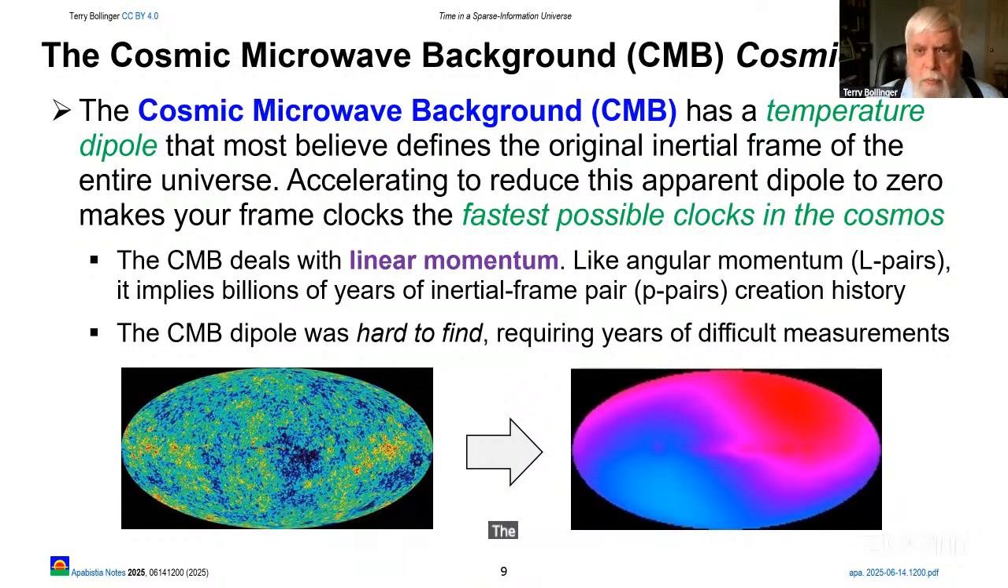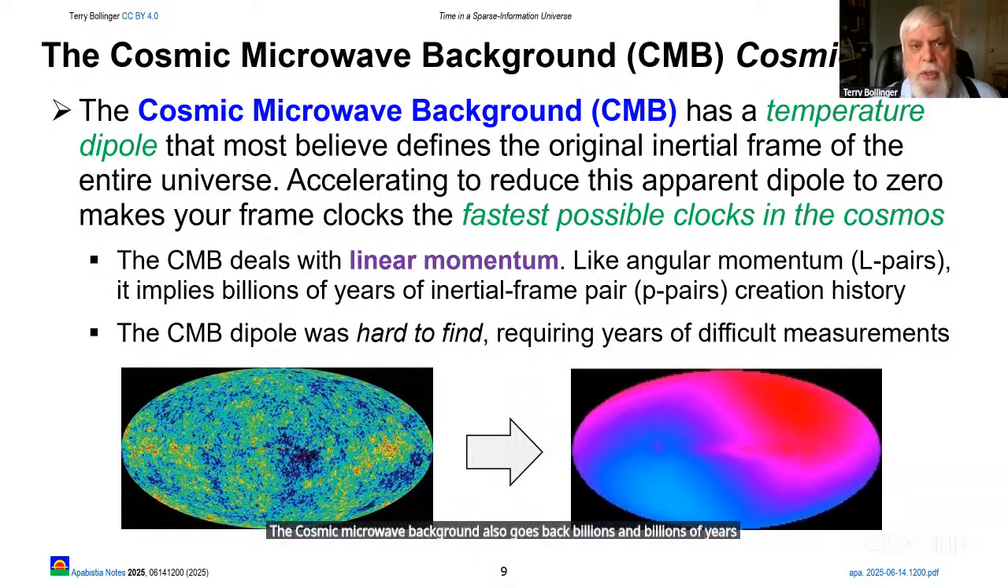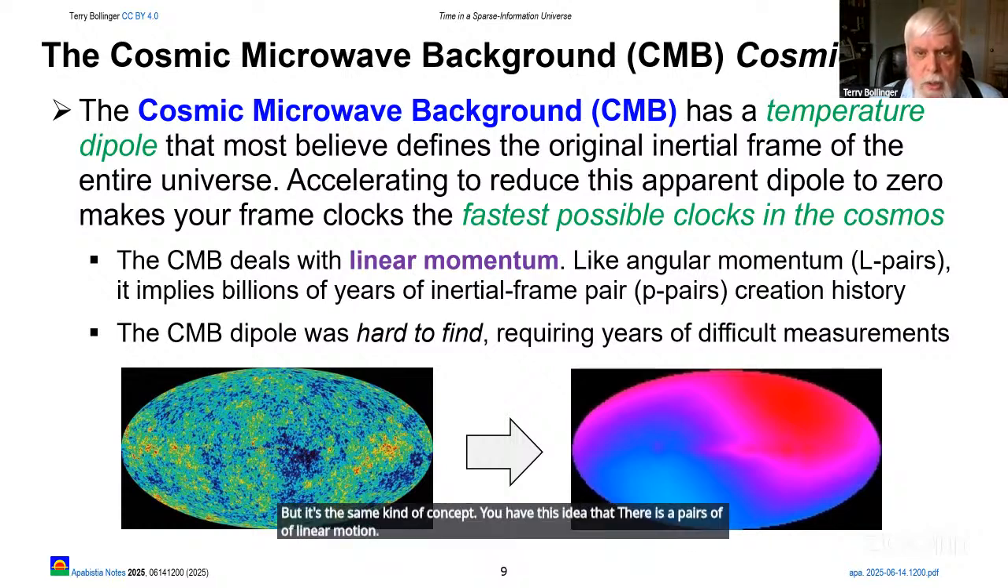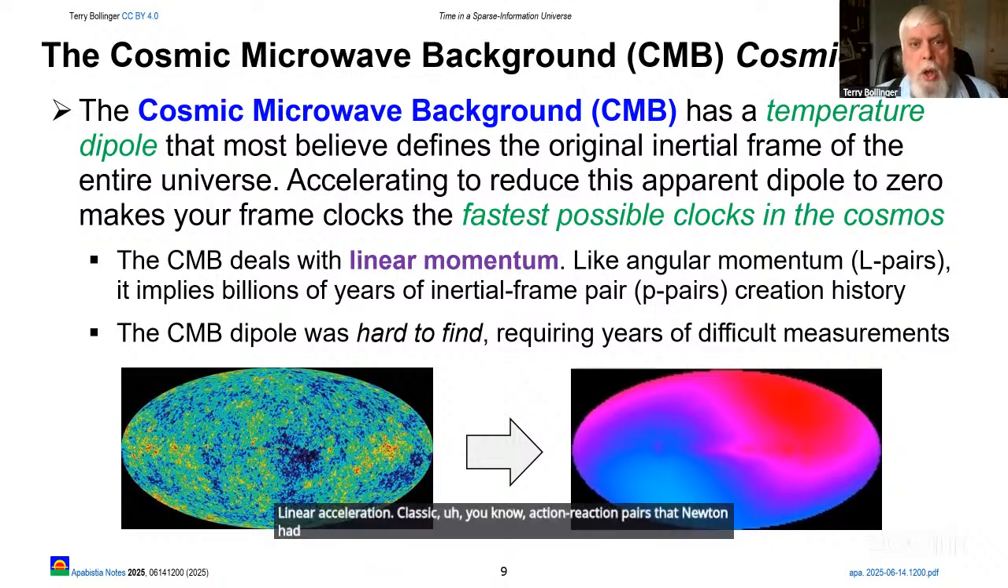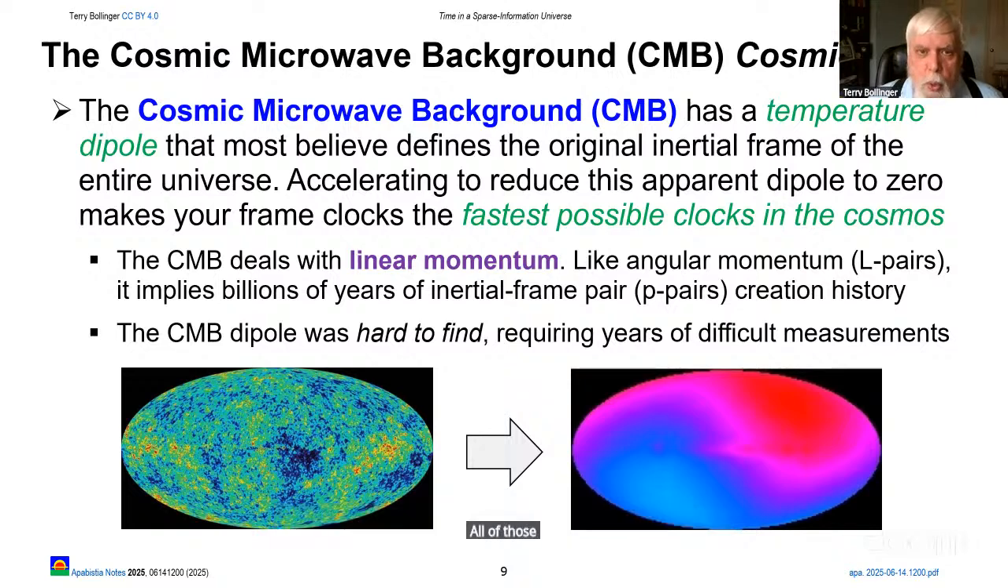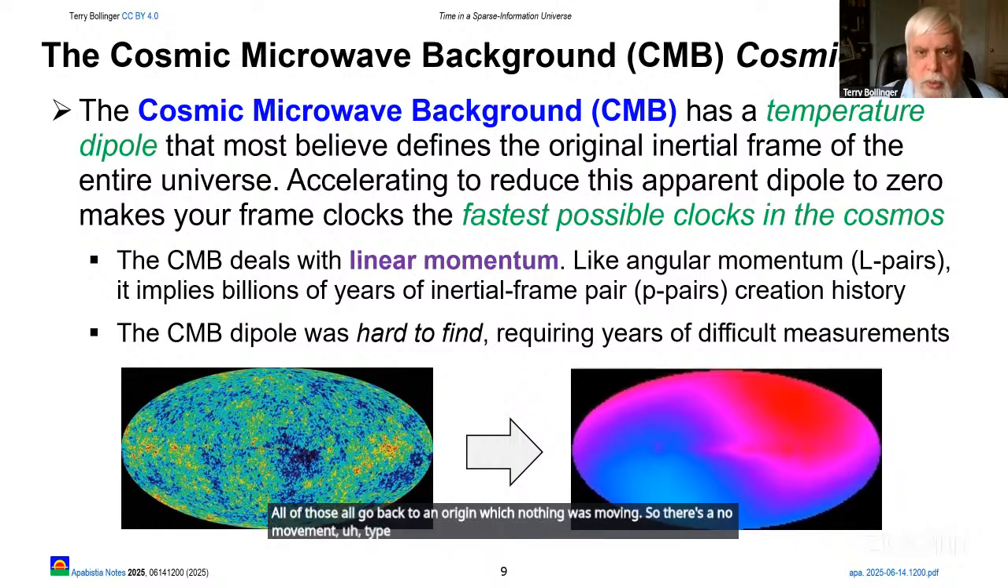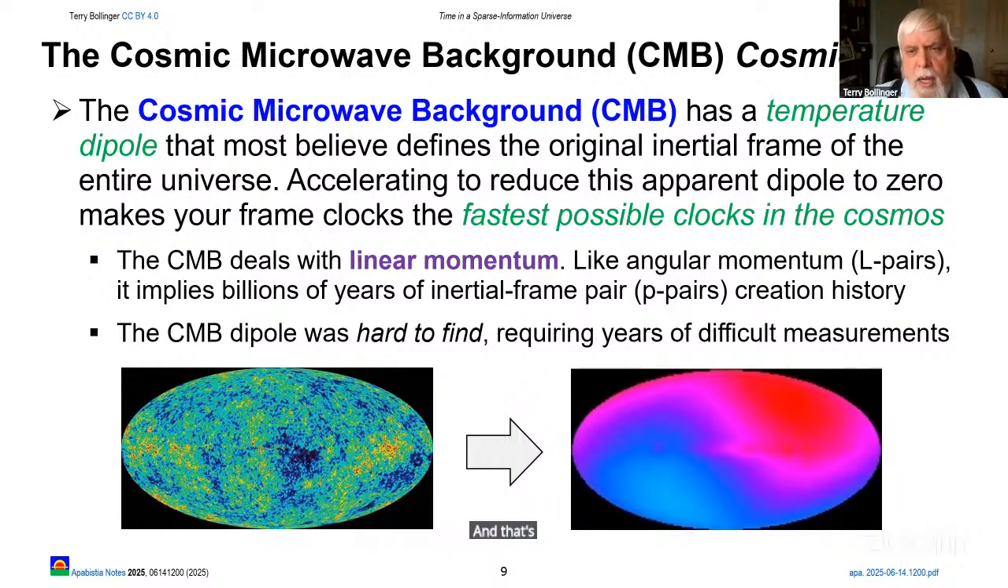The cosmic microwave background also goes back billions and billions of years to near the origin of the universe, a little bit later than that in that case, because it's obscured by other issues. But it's the same kind of concept. You have this idea that the pairs of linear motion, linear acceleration, the classic action-reaction pairs that Newton had, all go back to an origin in which nothing was moving. So there's a no-movement type of origin of those. And that's what the cosmic microwave background tracks.